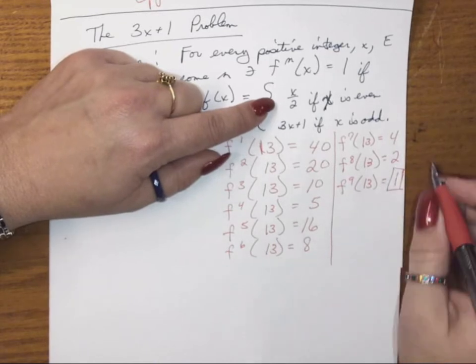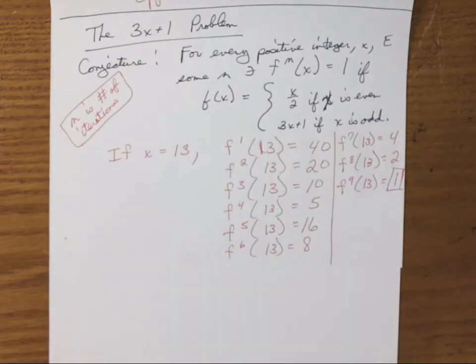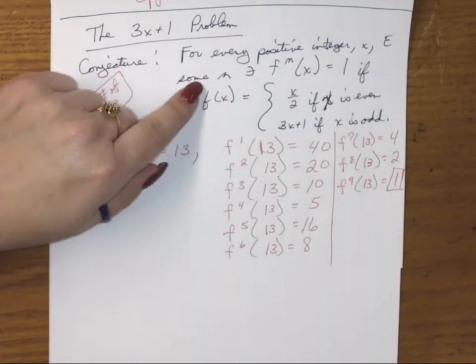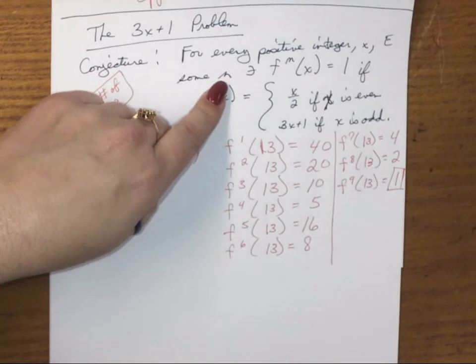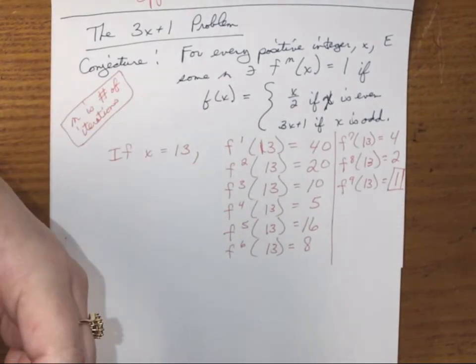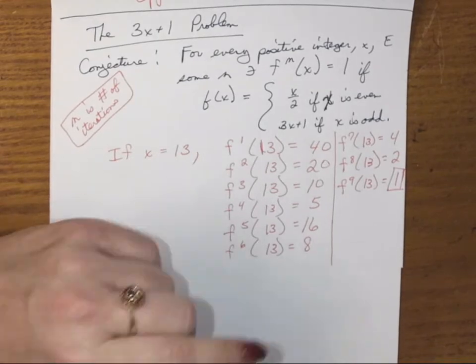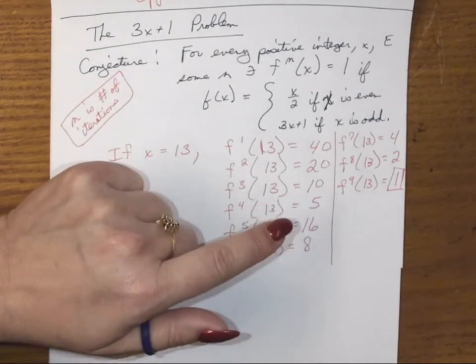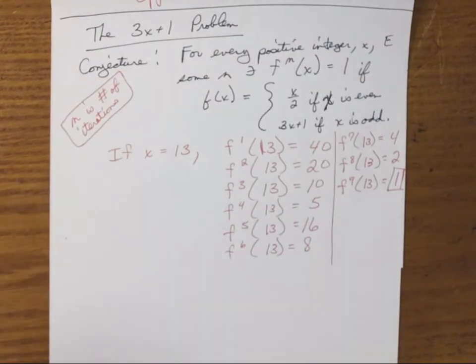Okay, so what we would say here, and I'll give you the notation for this in a second, is it takes 9 iterations. So my n that I'm looking for, basically, there exists some n. And the n in this case, whenever I put in a 13, was 9. So it takes 9 iterations for me to get down to this 1, which is what it said would happen.